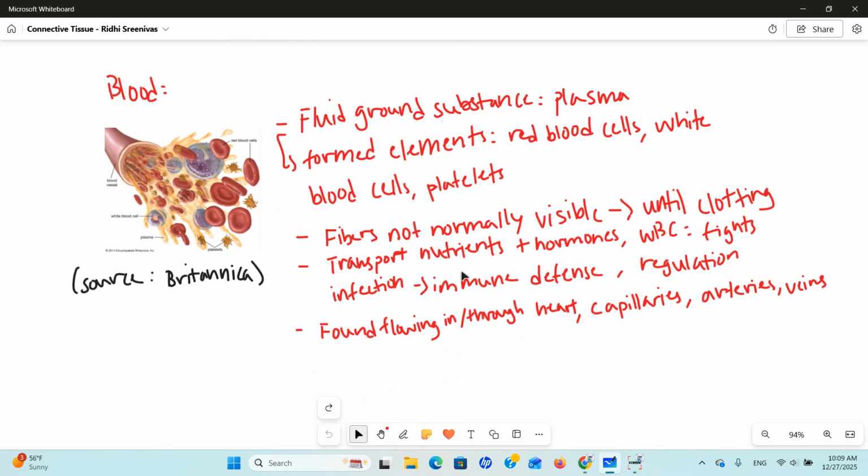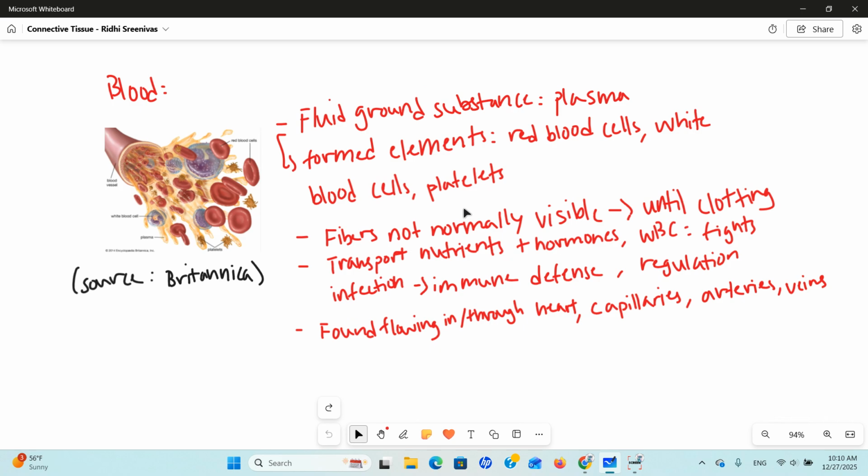Okay, so let's get right to it. First we have blood, which has a fluid ground substance called plasma, which contains blood cells and cell fragments called formed elements. Formed elements consist of three main types: red blood cells, white blood cells, and platelets. One thing about this tissue is that its fibers aren't normally visible until fibrin fibers appear in times of need for clotting. The traditional collagen, elastic, and reticular fibers aren't directly in both blood and lymph. Just keep that in mind.